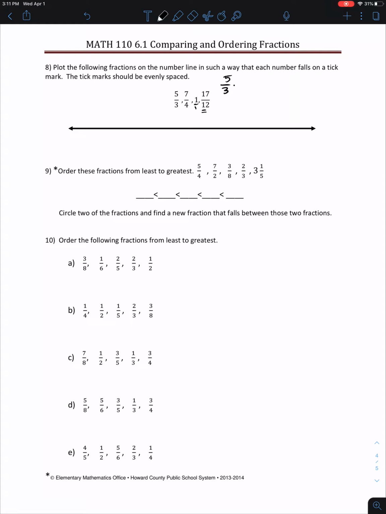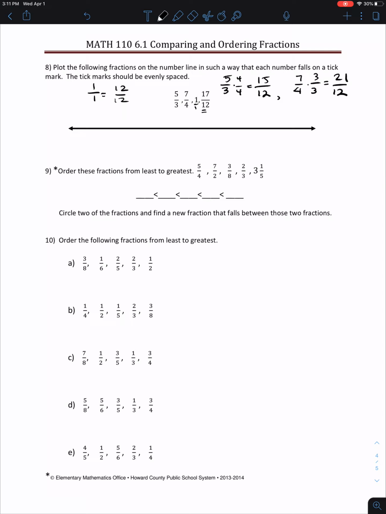So 5/3, if I wanted to have a 12 denominator, means I need to multiply the top and bottom by 4. So that's going to give me 15/12, sorry. And then 7/4, I want to multiply top and bottom by 3. So that's going to give me 21/12. And then remember, 1 is always just the same thing as 12/12.